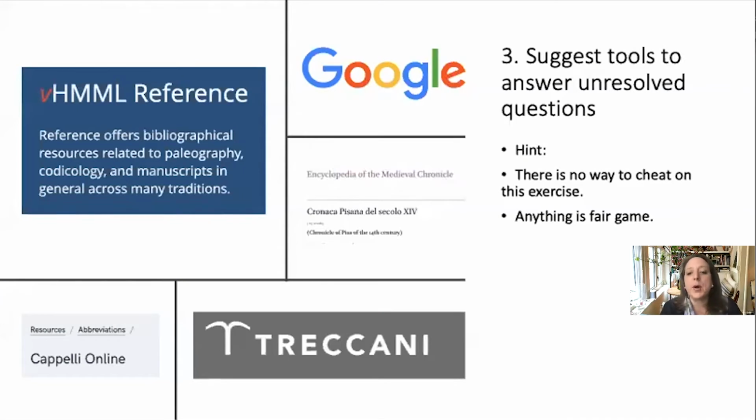And so it's at this point that I provide students with some of the tools that we might use to resolve those questions that are remaining. Now, these are the ones you can see here that I use for the project that I'm talking about. It's a dictionary of medieval Italian. There's a paleography tutorial. There's the Cappelli, which is a reference work for abbreviations. And then finally, a quite specialized source, the Encyclopedia of the Medieval Chronicle, that of course would be helpful as we try to decipher this 14th century chronicle.